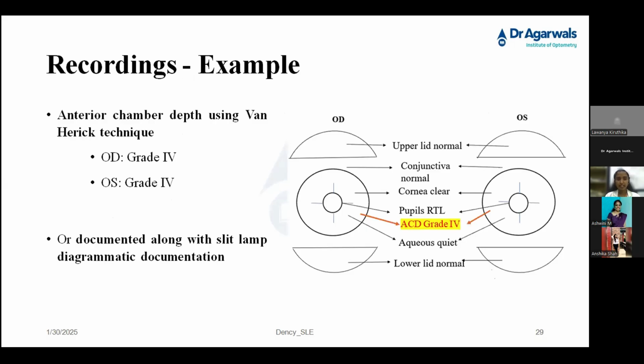Recordings. We should record the Van Herick like this: Anterior chamber depth using Van Herick technique, OD grade 4, OS grade 4.